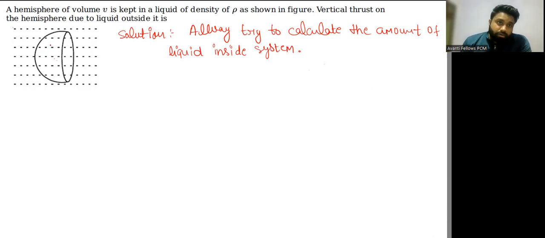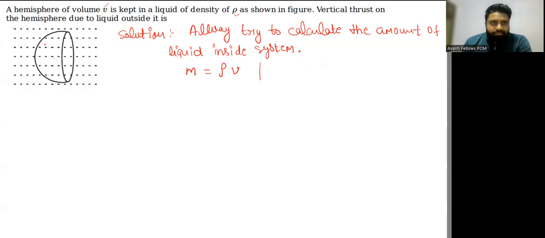Now, how much amount of water can it hold? The volume is given to you as V, and the density is also given to you. So mass is nothing but density multiplied by volume. Okay, got it.